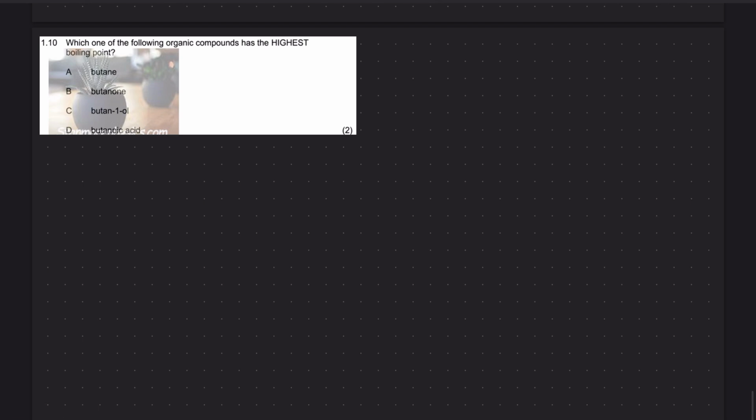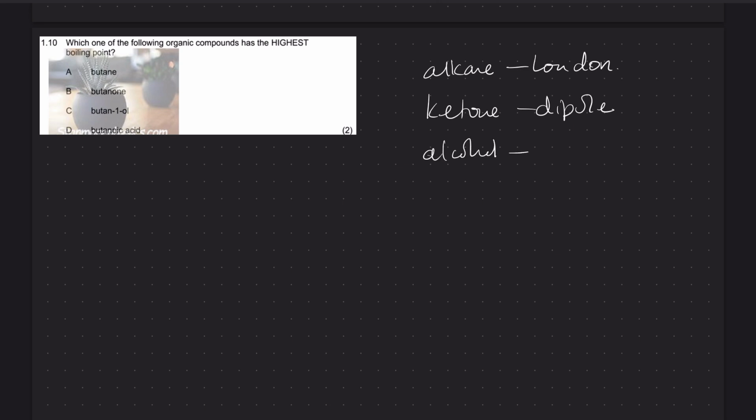And last one, 1.10. Which of the following organic compounds has the highest boiling point? I've mentioned it in previous videos. Butane is an alkane. They have London forces, which are quite weak. Butanone, which is a ketone, that's dipole. You have butan-1-ol, which is an alcohol, and alcohols have hydrogen bonds. And then you have butanoic acid, which is a carboxylic acid, that's also hydrogen bonds.